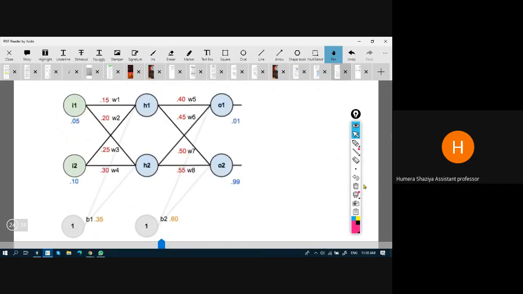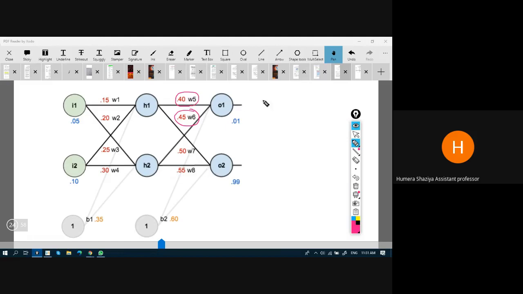Look at here, students. Please try to remember this. This is W5. This is W6. O1 is getting W5 from H1, from the H1 route, and W6 from H2, and O2 gets W7 from H1 and W8 from H2.